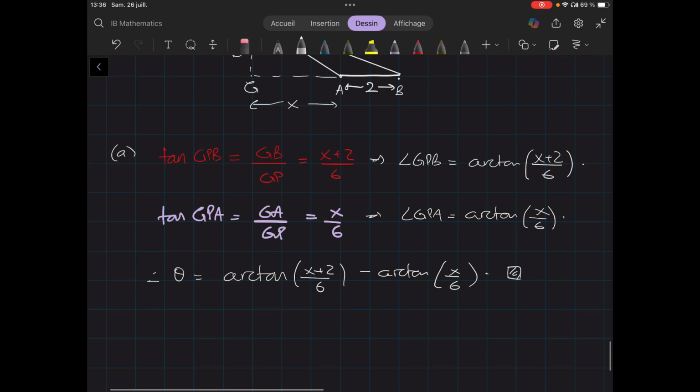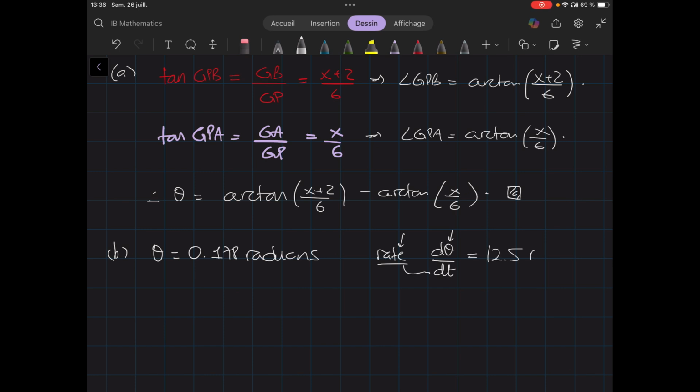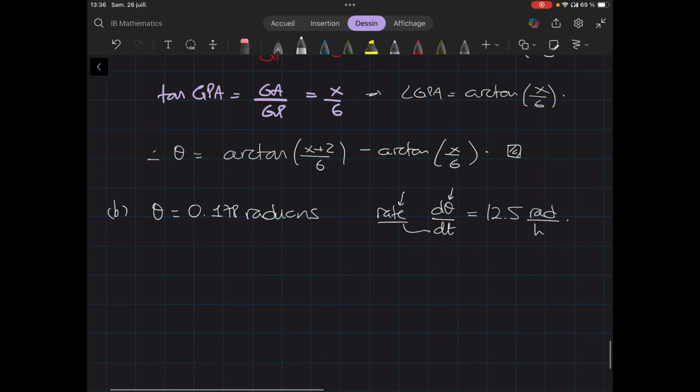Done. Part B. When the viewing angle is 0.178 radians, the rate at which the viewing angle is changing, the angle rate, is equal to 12.5 radians per hour. Find the speed of the airplane.